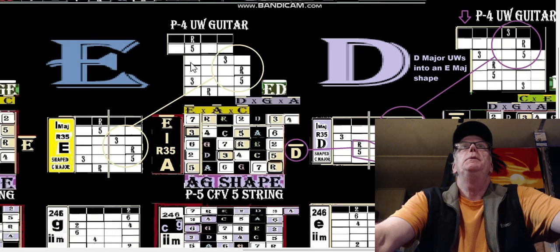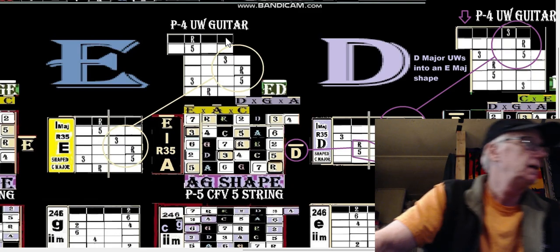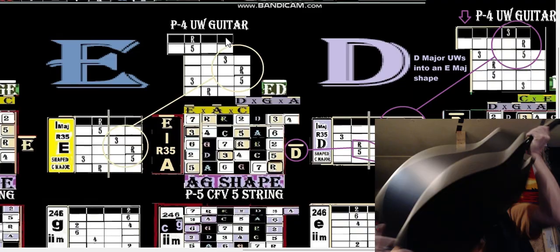Now we take the mirror image of that. So notice we have root 5. Here's the 5. We blank out the 6th because it's a dupe anyway. Well, we only have 5 strings on our 5-string fiddle.